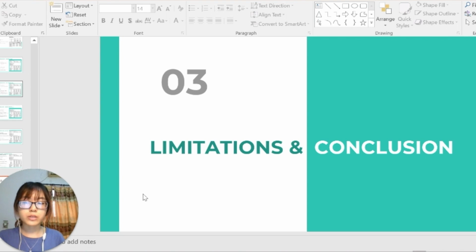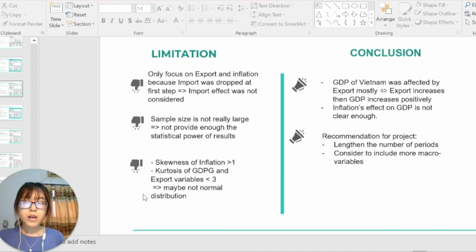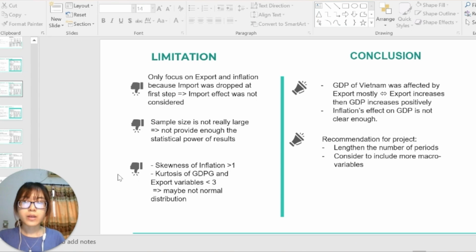And general conclusions for the project. The first limitation is we cannot see the effect of import on the GDP of Vietnam because the import variable was dropped out of the model at the first step. Second is our sample size is not large enough to provide statistical power for the results. And the last is when we look at the descriptive statistics, we have the skewness of inflation greater than 1 and kurtosis of GDPG and export variables smaller than 3. So our sample may not be normally distributed.